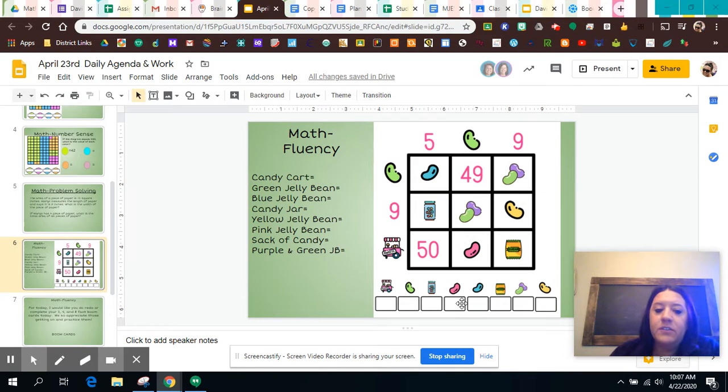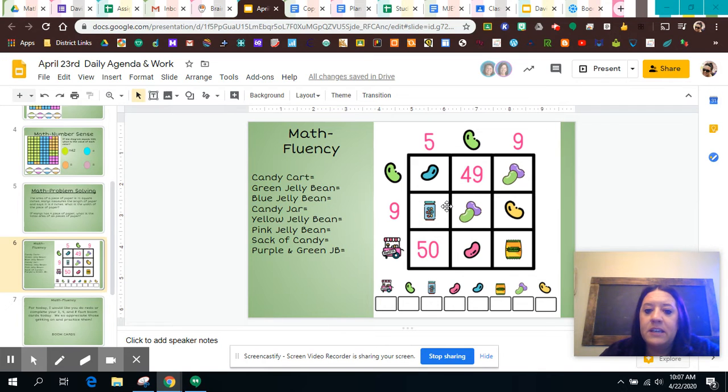All right, for today's math fluency, we are going to attempt this puzzle that I have here for you. I am going to walk you through how you solve it, and I'm going to do some of it for you, and then you are going to do the rest on your own.